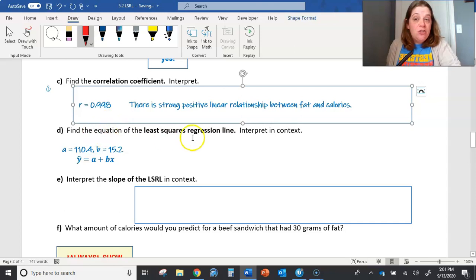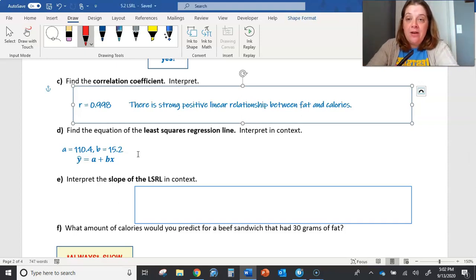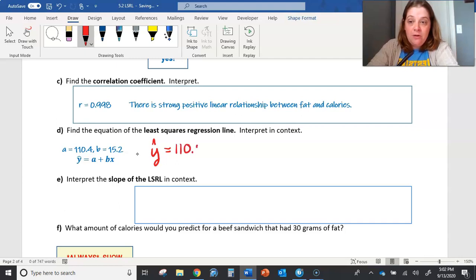This also says find the equation of the least squares regression line, interpret in context. So I pulled off my calculator that A was 110.4, B was about 15.2, and I know that y hat equals A plus bx. So I'm just going to write it out plain the first time. So y hat, don't forget the little hat because that means predicted y, is 110.4 plus 15.2 times x. There is my least squares regression line.